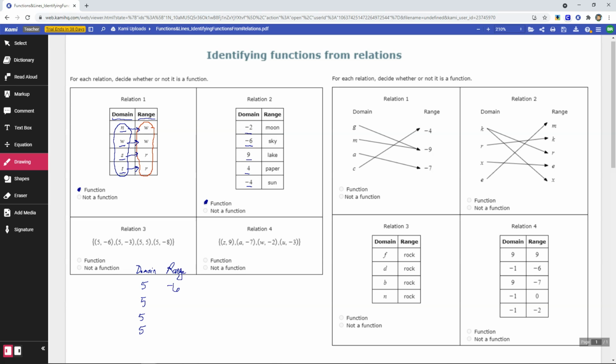and the range is -6, -3, 5, and -8. So notice that all of our elements from the domain are the same, and they have different values. So if elements of your domain are the same with different values, then that means that this is not a function.